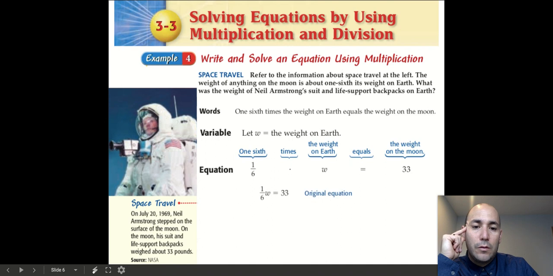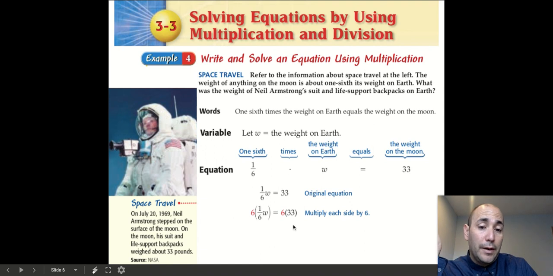So if I solve this equation, there's my equation, 1/6 W, right? 1/6 times the weight on Earth equals 33. And so what I'm going to do is solve this equation now by using multiplication. If I wanted to solve for W, I'd want to multiply both sides by 6, right? I want to cancel out that fraction, so I'm left with just the variable. Because again, if you multiply and divide by the same value, it ends up canceling out. So that's going to leave me with W here. And 6 times 33 is 198.